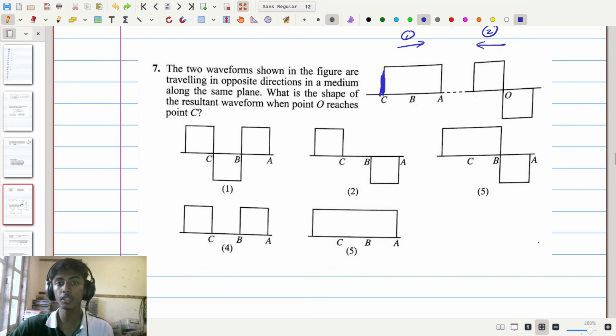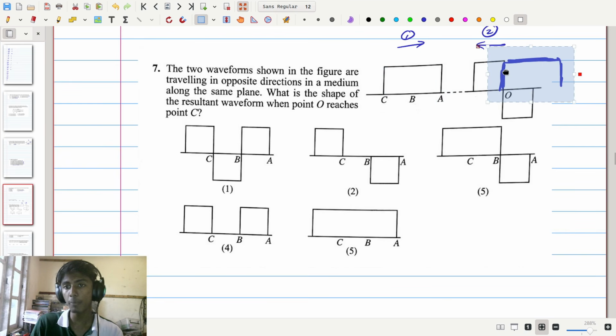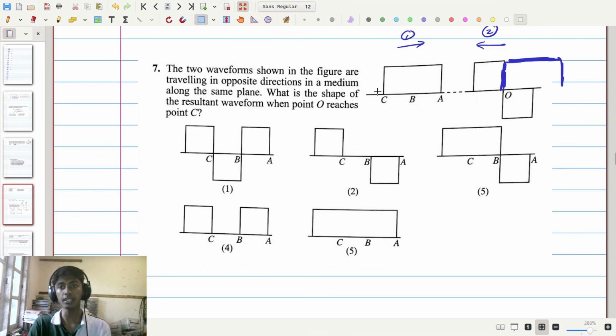So we'll draw the point and the waveform of wave 1, and let's take that waveform and move it such that this point C overlaps with the point O. We can see these two waveforms will interact like this. Now considering the resultant waveform, in waveform 2, we have this segment right here which does not interfere with waveform 1, and therefore it will remain as it is in the final waveform.